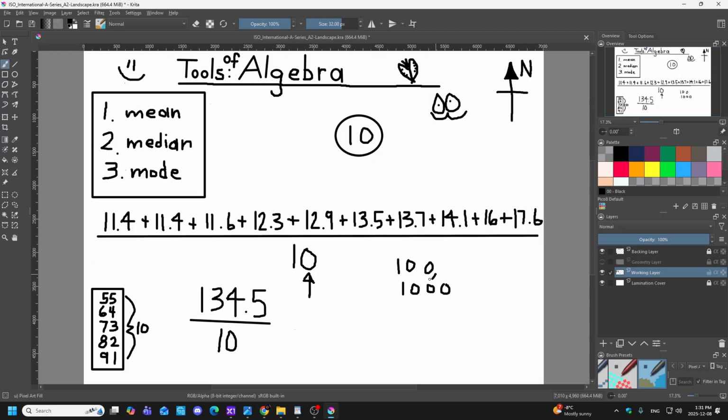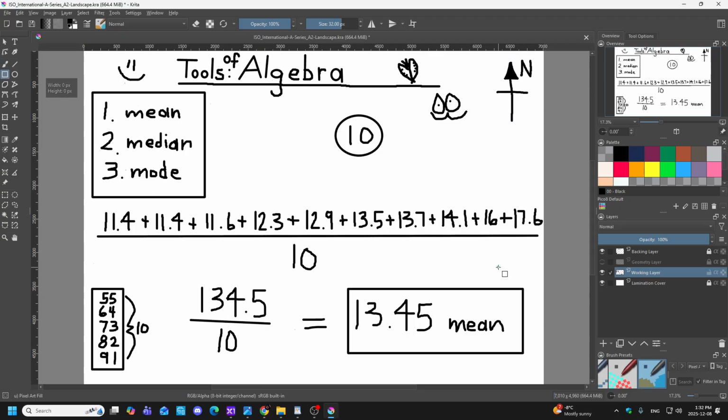So for 100, it's going to be 2 jumps to the left. For 1,000, it'll be 3 jumps to the left. I call it decimal hopscotch. Okay? There we go. So they said to the nearest hundredths. So here we go. 13.45. And that's going to be our mean. Okay, let's get through these. And there we go. Hopefully I didn't mess up, and we are golden.